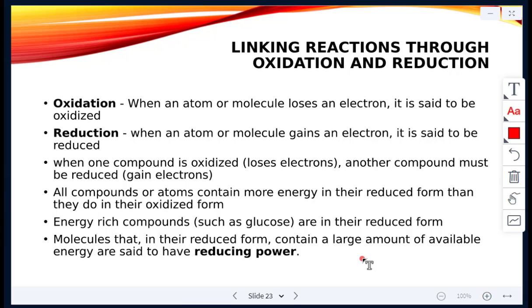All compounds or atoms contain more energy in their reduced form than they do in the oxidized form. So for example, glucose, which is an energy-rich compound, is in its reduced form. Molecules that are in their reduced form contain a large amount of available energy, and they're said to have reducing power.